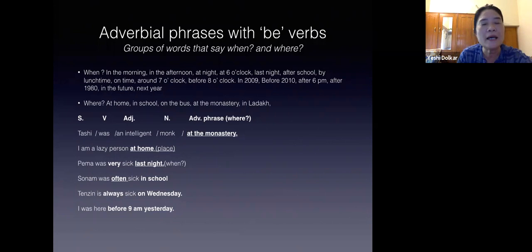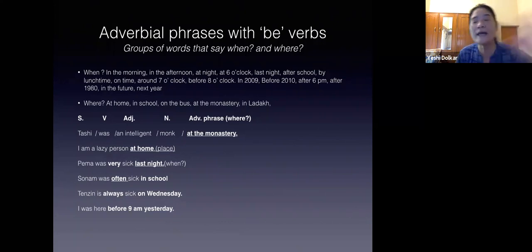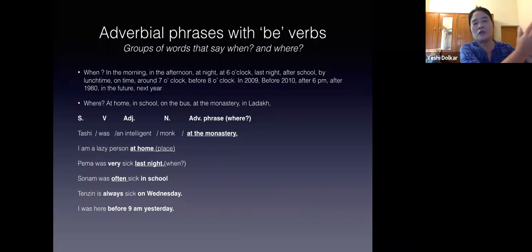Place: at home. I was at home last night. In school. He was in school. I was on the bus. We lived at the monastery. He lives in Ladakh. So they all show place.